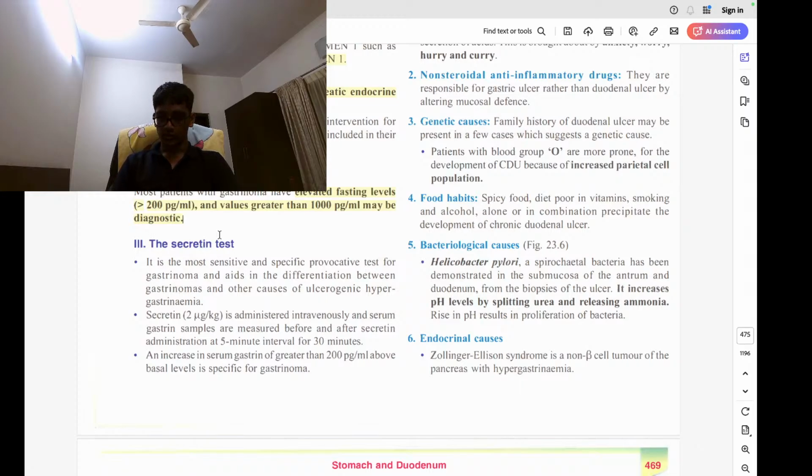Serum gastrin levels are measured before and after secretin at 5-minute intervals for 30 minutes, so six times I will do. An increase greater than 200 picogram per ml above basal levels is specific for gastrinoma.